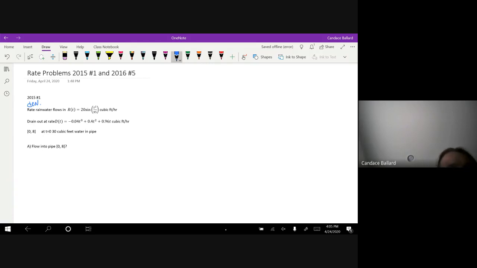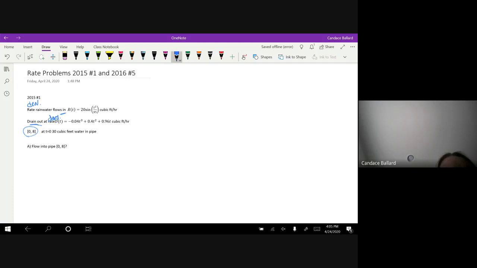So this is the, oh, it already says rainwater flows in. That's the rate in. And then the pipe is partially blocked, allowing water to drain out of the other end of the pipe at a rate modeled by D of T equals negative 0.04 T cubed plus 0.4 T squared plus 0.96 T cubic feet per hour. So again, it says the word rate right there, so we would want to do derivative. We know that that's a derivative again. It's the derivative of the draining out of the pipe, again in cubic feet per hour.